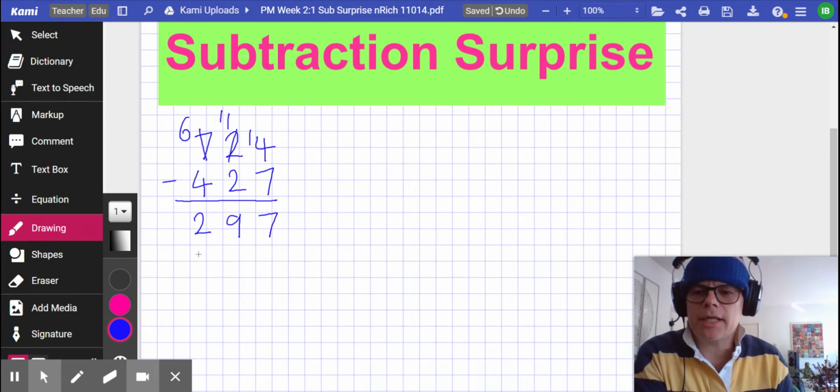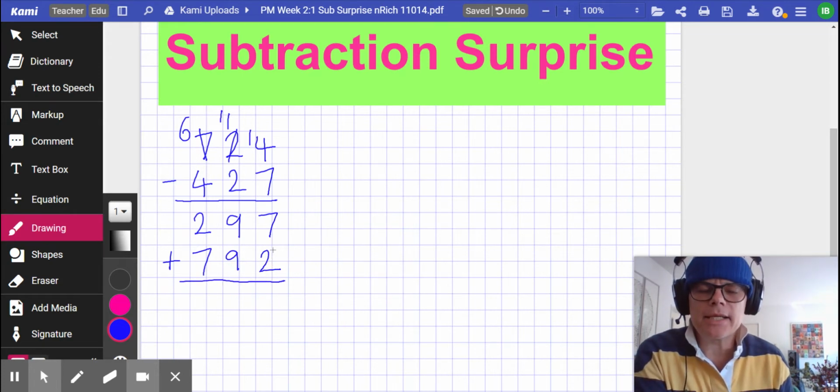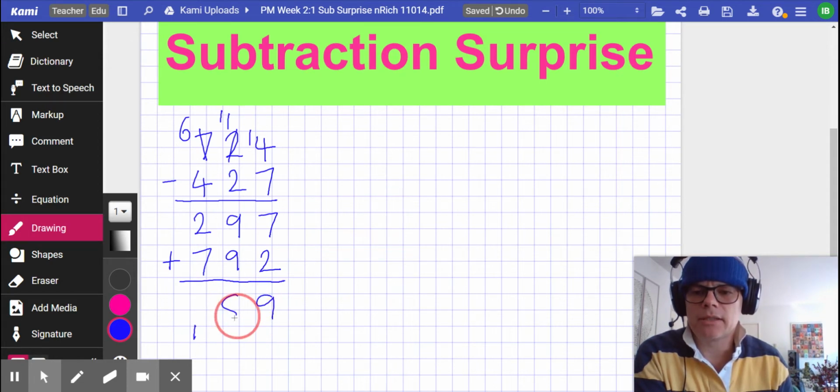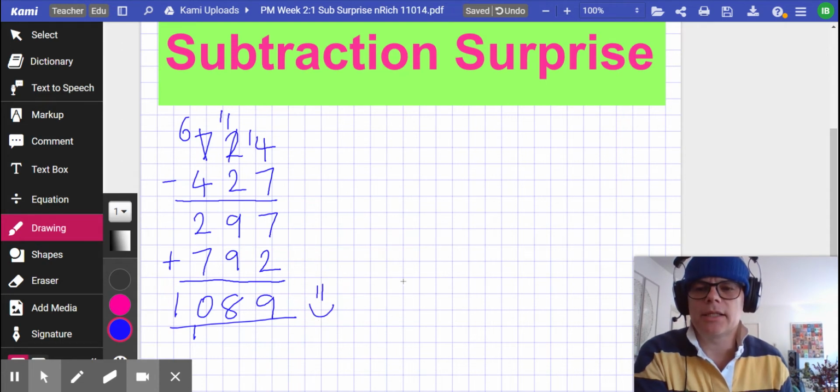And then we reverse again. 792, we do a reversal again, but this time we're going to add. And when we add here, let's see what happens. We get 7 plus 2, 9. 9 plus 9, 18. And 2 plus 7 plus 1, 10. So our final answer, 1089. So what I'd like you to do is follow the same method, please.